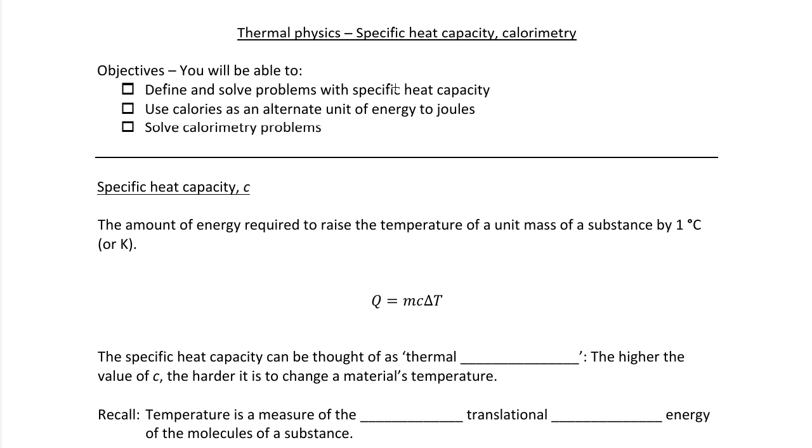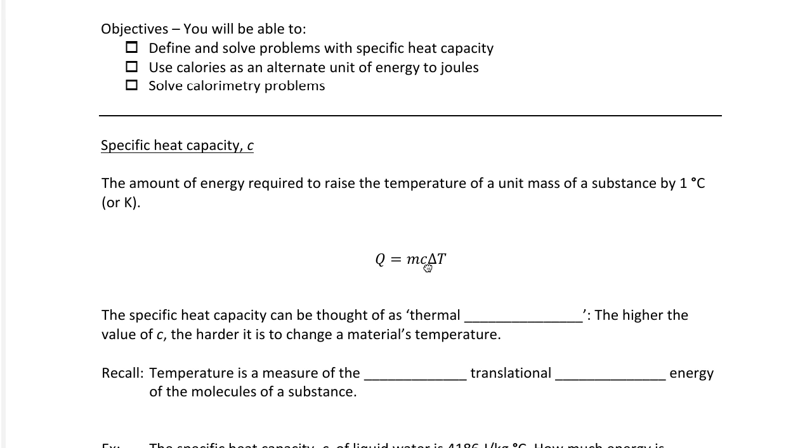This lesson's on thermal physics and specific heat capacity and calorimetry. Here are your objectives. We can ask ourselves, why do coastal regions or areas near bodies of water have more temperate climates with less fluctuation in temperature than places like a desert? Well, it comes down to specific heat capacity.